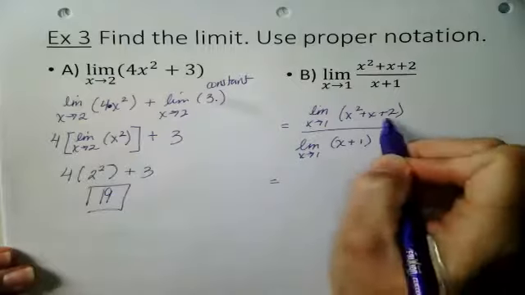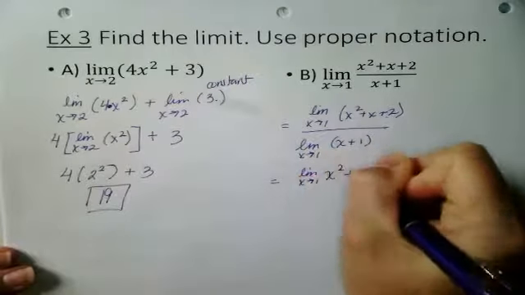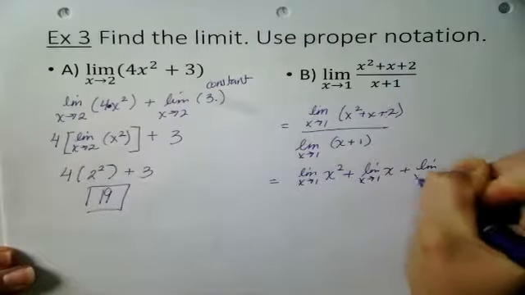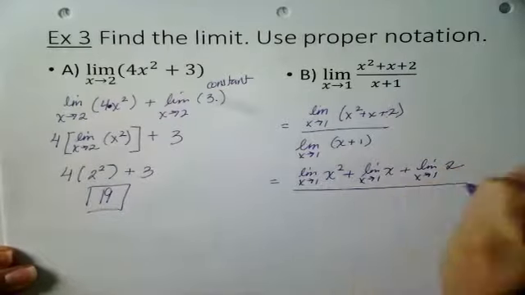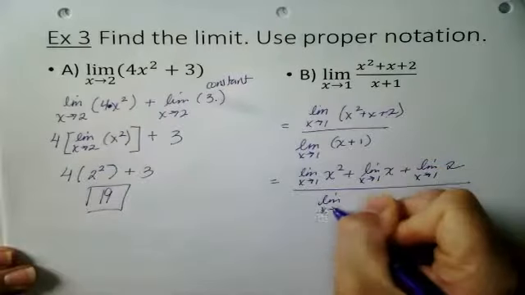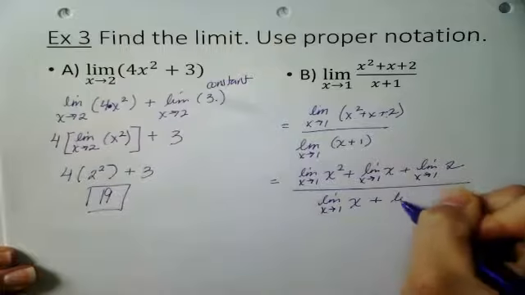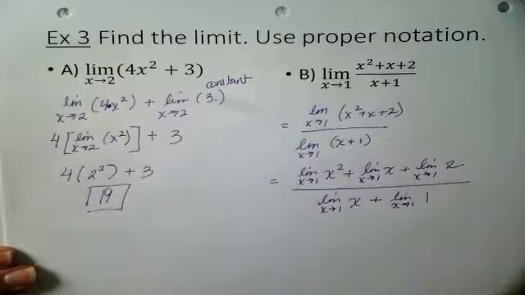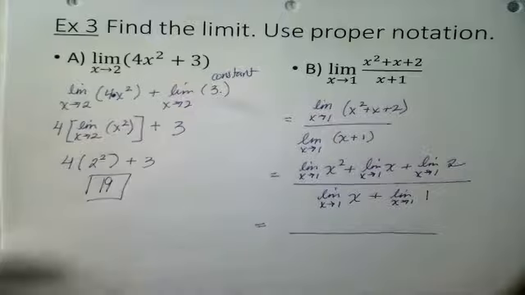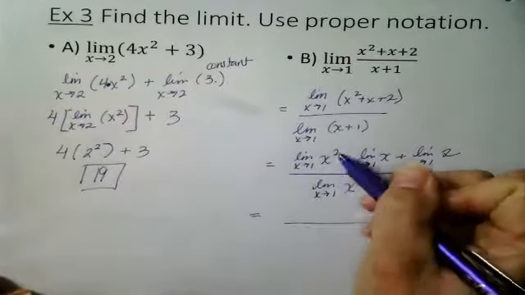Here we have a sum of functions, so really that would be the limit as x approaches 1 of x squared, plus the limit as x approaches 1 of x, plus the limit as x approaches 1 of 2. Again, we have a sum of functions, so it is the limit of each function, the limit of x, and the limit as x approaches 1 of a constant function. So again, it seems like a lot of nasty work. Yes, it's true. Now we can do our substitution.